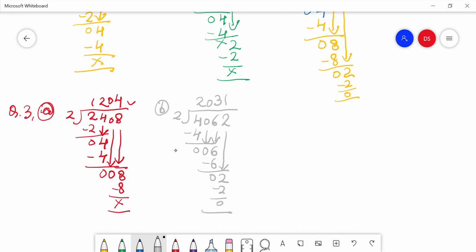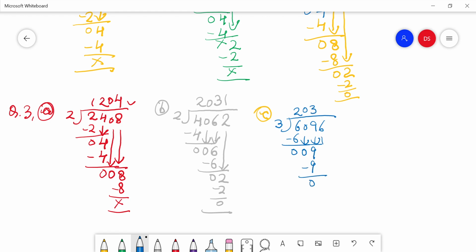Now we will do C part. C part is 6096 divided by 3. 3 2s are 6. 6 minus 6 is 0. Then we have 0. We will write 0 in the quotient place. Next digit is 9. 3 3s are 9. 9 minus 9 is 0. Last number is 6. 3 2s are 6. 6 minus 6 is 0.